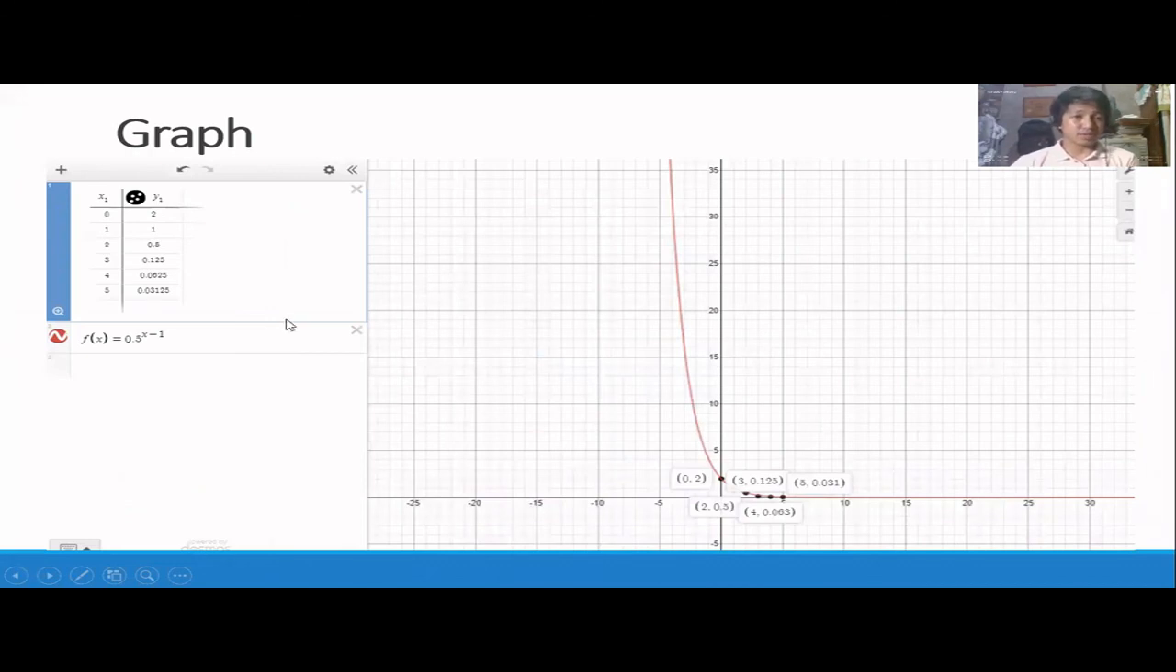Okay, ayan. So ito yung ating table of values, then ito yung graph. So as you can see, nai-intersect naman niya lahat ng points na plinat natin. So ibig sabihin, tama yung ating graph.